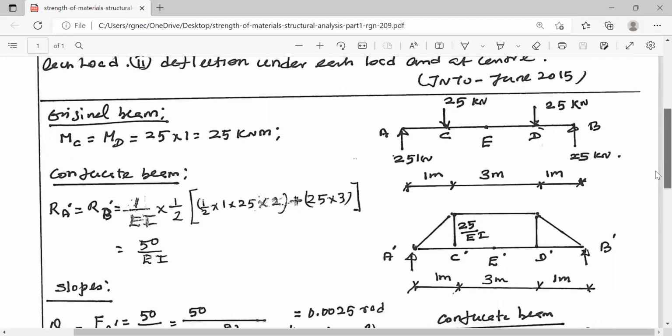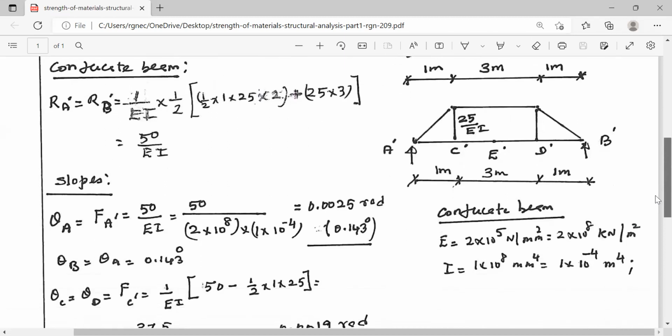And before that, let us convert the units for E and I consistently with respect to the dimensions and the loads given. E is given as 2 into 10 power 5 Newton per millimeter square. To convert Newton to kilonewton, you have to divide it by 10 power 3.